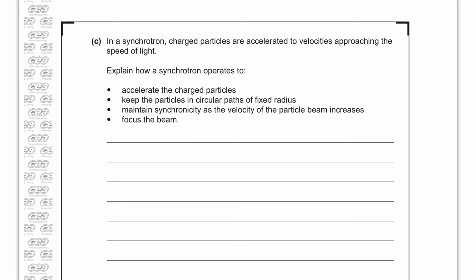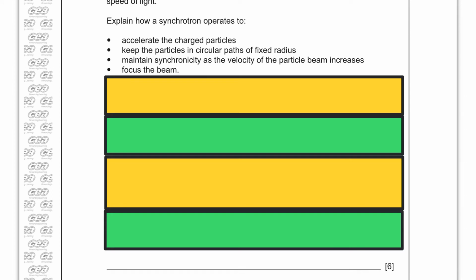Part C. In a synchrotron, charged particles are accelerated to velocities approaching the speed of light. Explain how a synchrotron operates to do these 4 things. So be very careful when you're asked to explain stuff like this, that you actually do look at the 4 things, and that your answer gives a little bit about each of the 4 things that they were asking for. Right then, so let's go through these 4 aspects of the synchrotron.